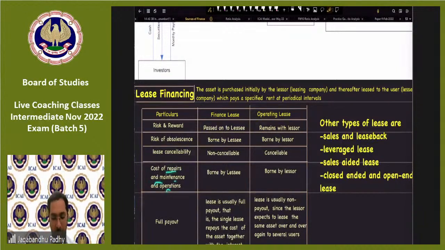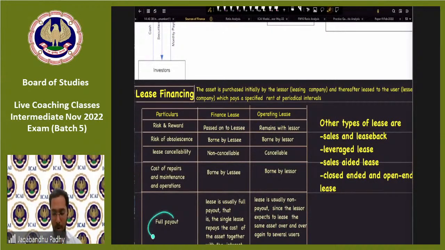Cost of repairs, maintenance and operations, obviously, since the risks and rewards are borne by the lessee, even this is going to be borne by the lessee in a finance lease, and in an operating lease it is going to be borne by the lessor. Finance lease is usually full payout, that is, a single lease repays the cost of the asset together with the interest, and an operating lease is usually non-payout, since the lessor expects to lease the same asset over and over again to several users.